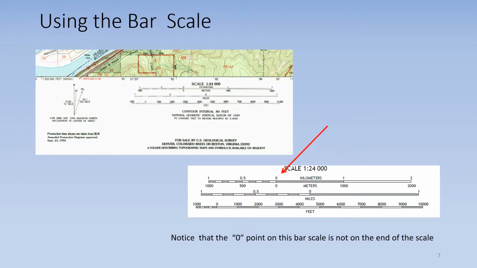On this 7.5 minute, 1 to 24,000 scale USGS topographic map, there are 3 bar scales, 1 in kilometers or meters, 1 in miles, and 1 in feet. The 0 mark on these bar scales is not at the end of the scale.